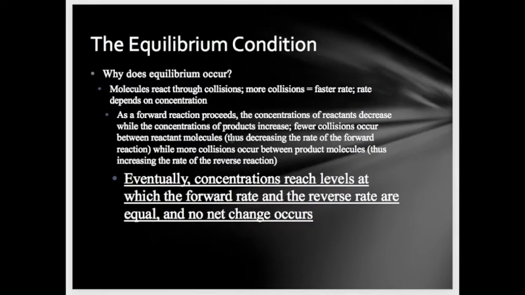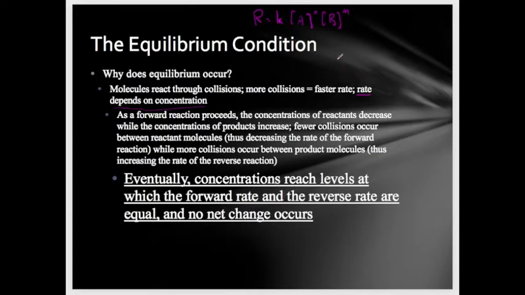All right, so we need to talk about why equilibrium occurs. Why do systems reach an equilibrium? You should be able to answer this on your own now. I've kind of already talked you through it in that graph on the previous slide. We know from the last unit that molecules react through collisions. The more collisions there are, the faster the reaction, and the fewer the collisions, the slower the reaction. And we know that the rate depends on concentration. Think about your rate law once again, right? Rate depends on concentration of reactants.